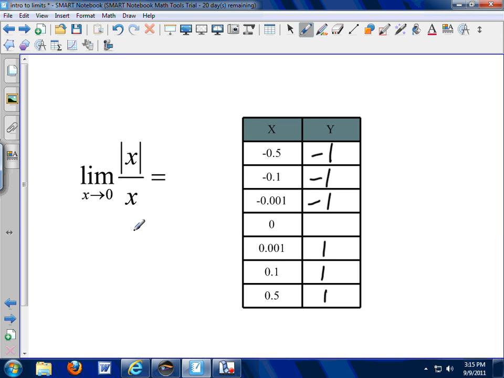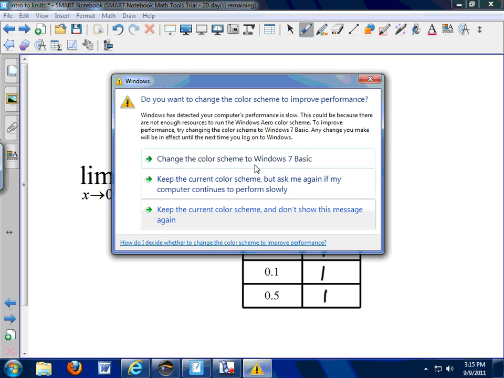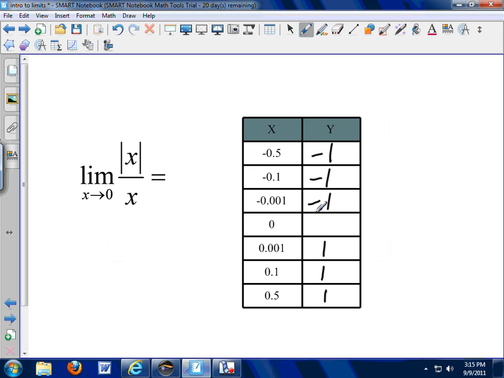Okay? So, million dollar question. That's not the million dollar question. Don't show that message again. I ask you every day. But, million dollar question. What's the limit?